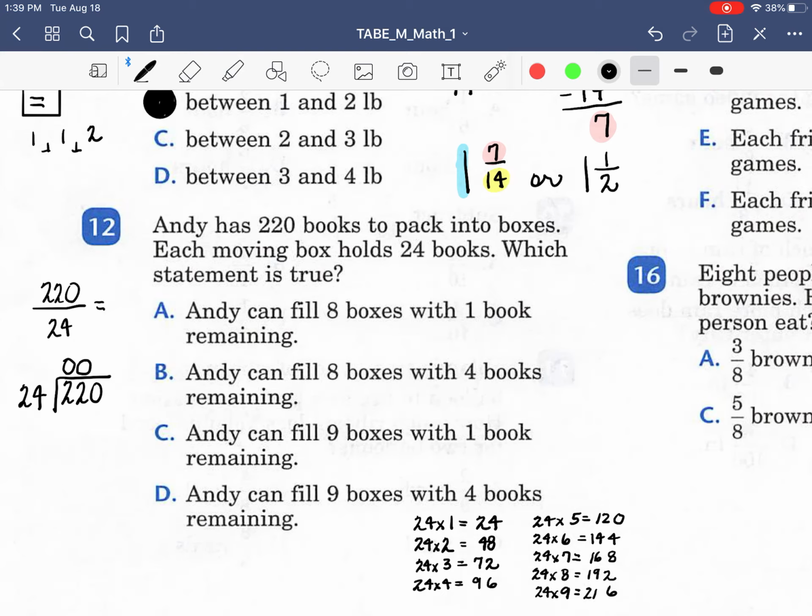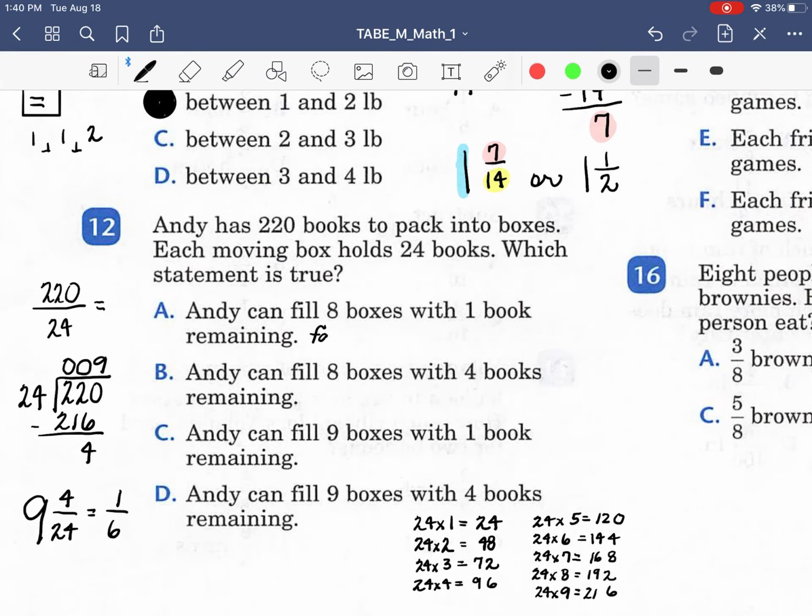9 times 4 is 36. 18, 19, 216. Yep. So it's not exact, but it's as close as I can go. 216. So 20 minus 16 is 4. So this is 9 and 4/24. That would reduce to 9 and 1/4, excuse me. So let's see which of our answers is correct.